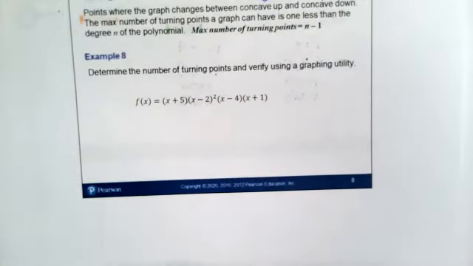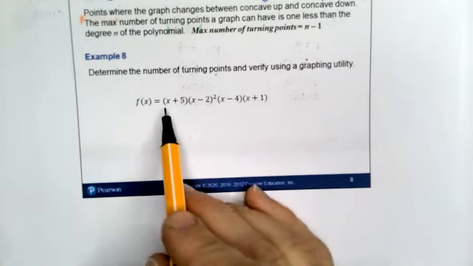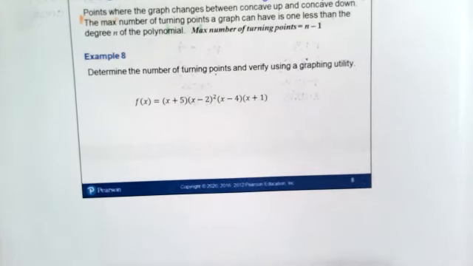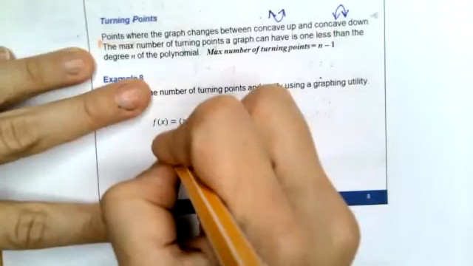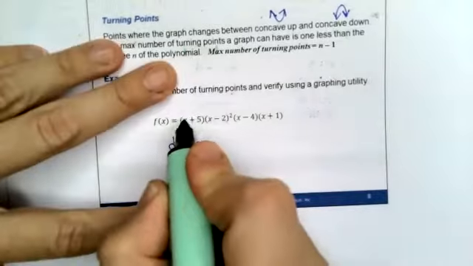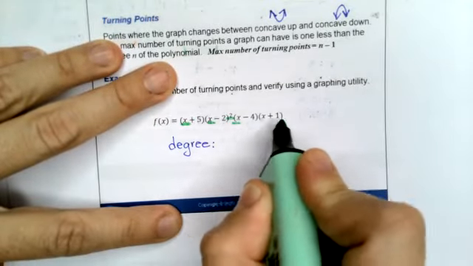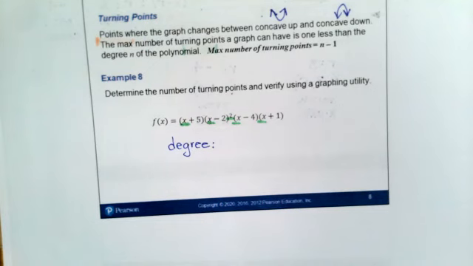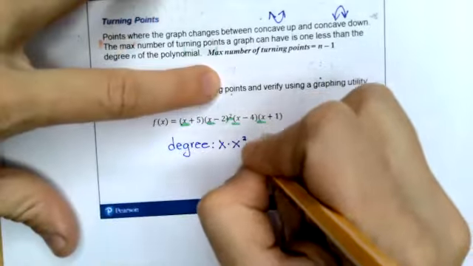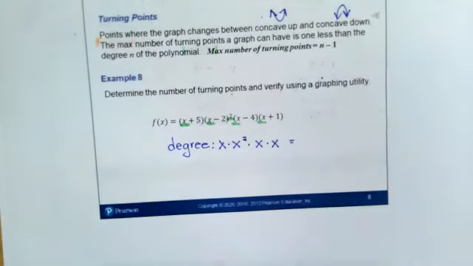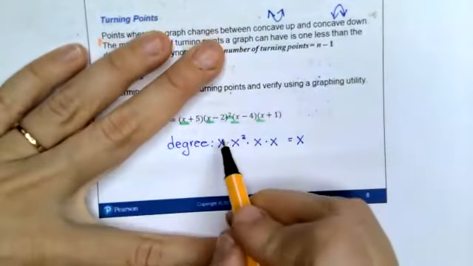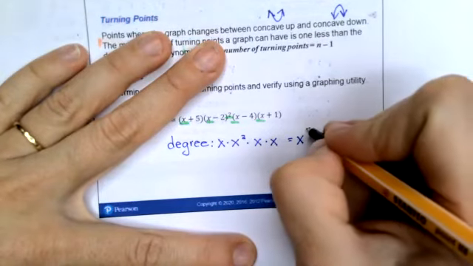So for example 8, it says find the number of turning points in x plus 5 times quantity x minus 2 squared times quantity x minus 4 times x plus 1. Good. So what is our degree here? We're just going to take our first terms: x times x squared times x times x. If I FOILed all 5 of these out, I would have x times x squared times x times x. Now I'm just adding, because that's the rule for multiplying exponents: keep the base, add the exponents. 1 plus 2 plus 1 plus 1 is 5.